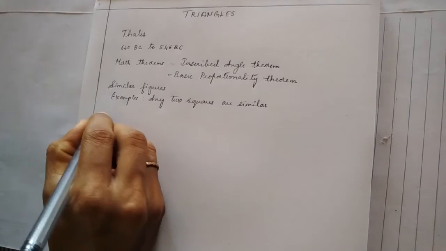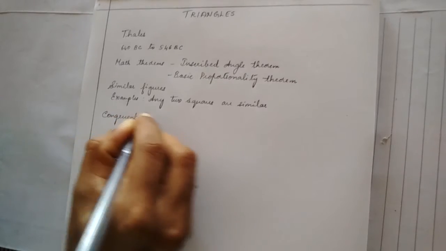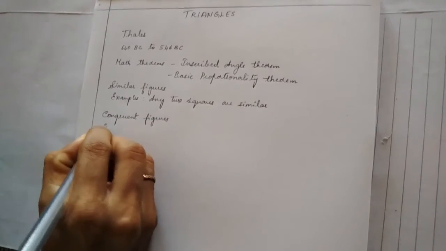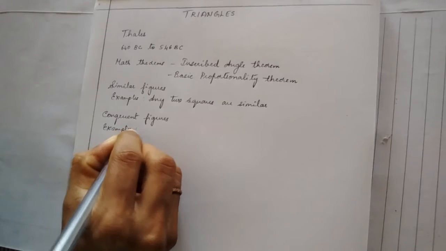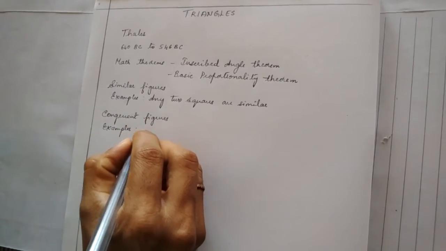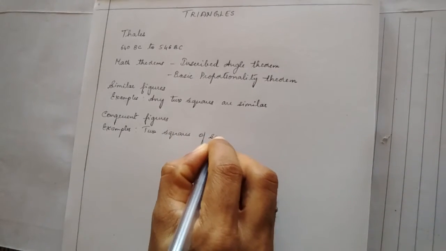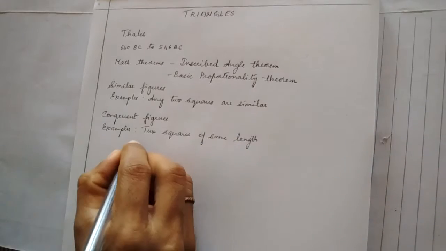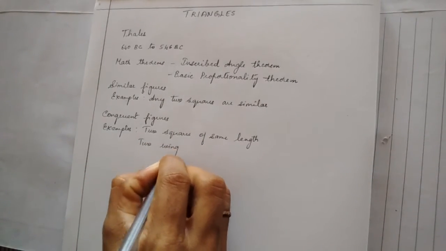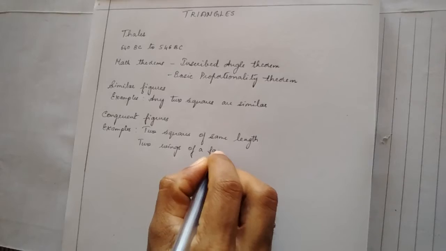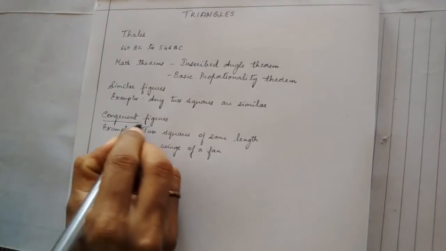What are congruent figures? Two geometrical figures having same shape and same size are called congruent figures. For example, two squares of same length, two wings of a fan. These are the examples for congruent figures.